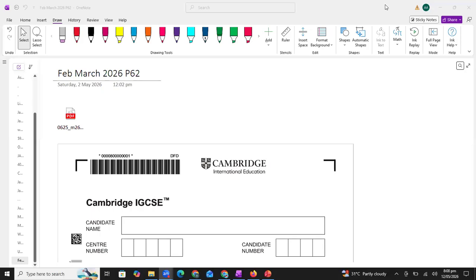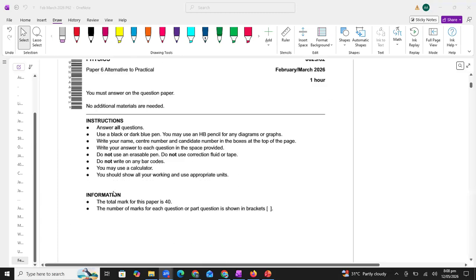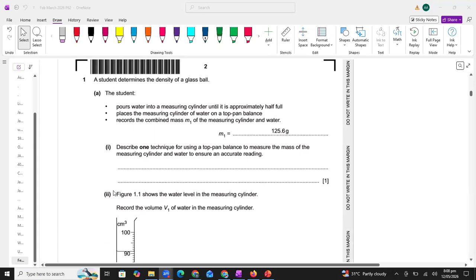Paper February/March 2026, paper 6, variant 2. This is an ATP paper, a recent paper of this year. We will start from question number 1.